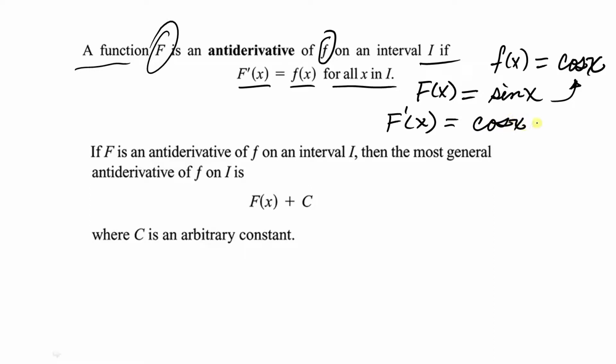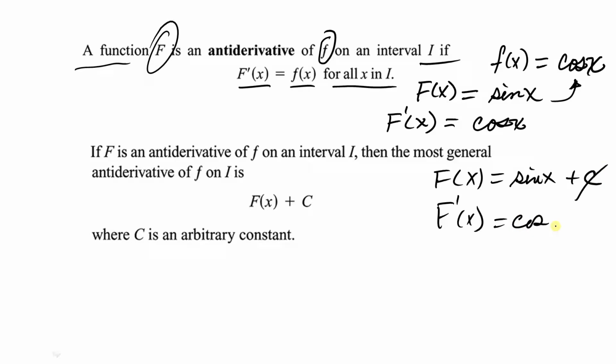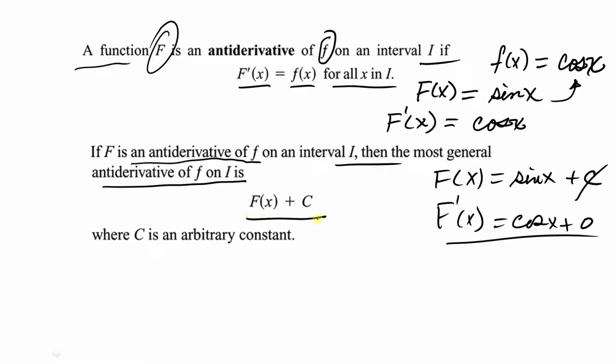Now, we also know that F of x could also be sine of x plus a constant, because the derivative of a constant is 0. So we say if F is an antiderivative of f on an interval I, then the most general antiderivative of f is capital F of x plus a constant, where c is an arbitrary constant.